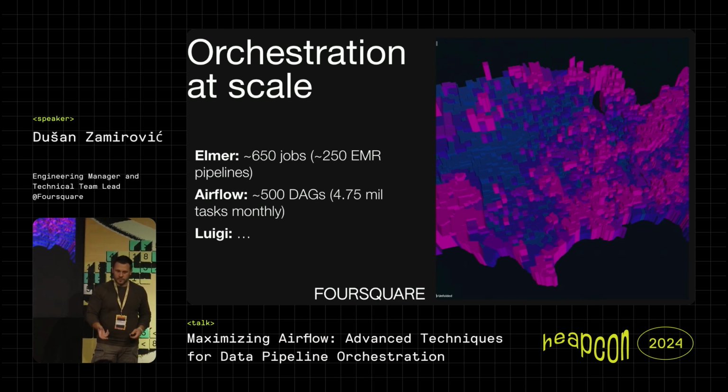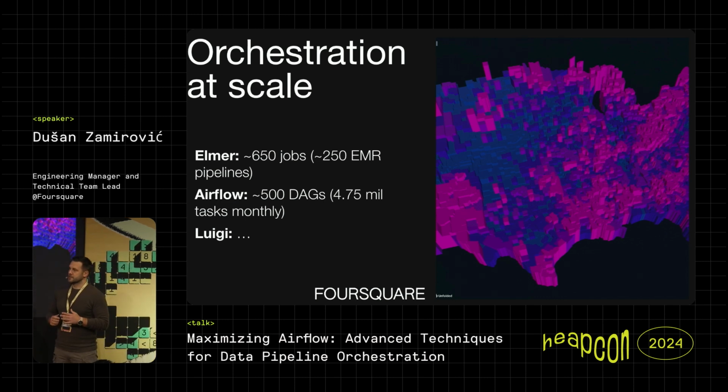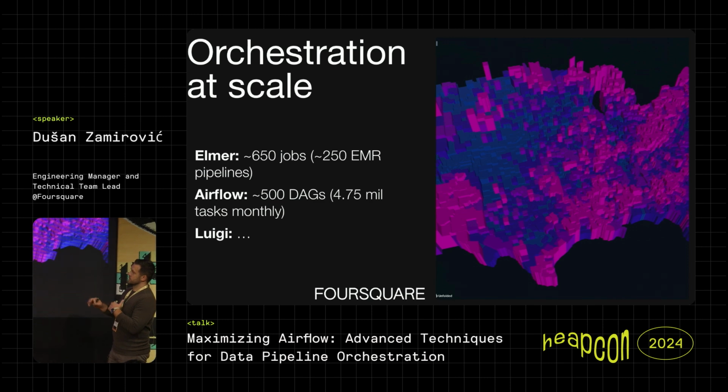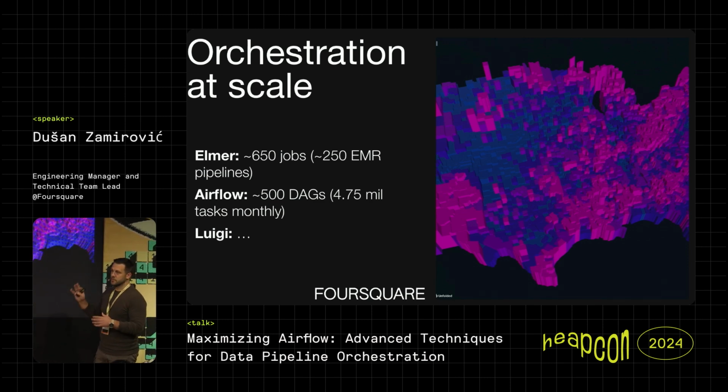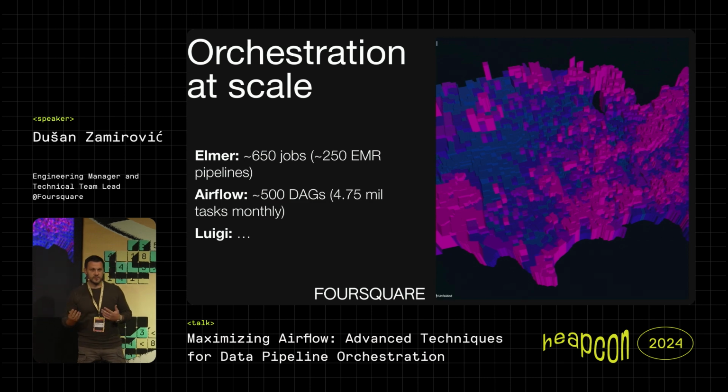Before we go into the problems that we have in orchestration at Foursquare, I think it's very important to set the tone in terms of what's the scale of what we are dealing with. Now, these are old numbers. I don't want to even look at the new numbers, because last time I checked, there were more than 650 jobs running in Elmer. So basically 600, 700 jobs in Jenkins, which are somehow tangled together or not.